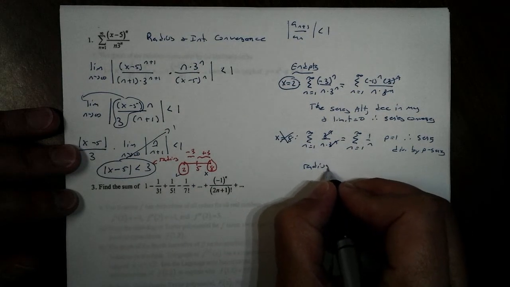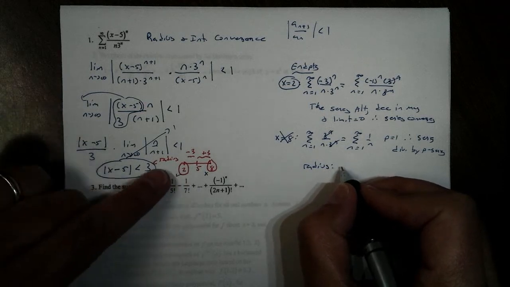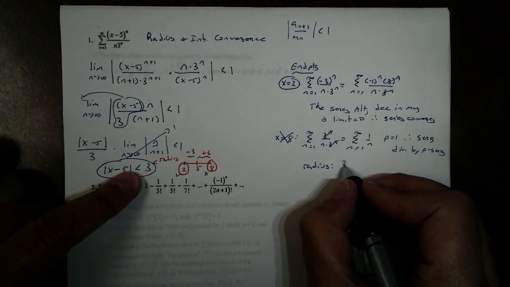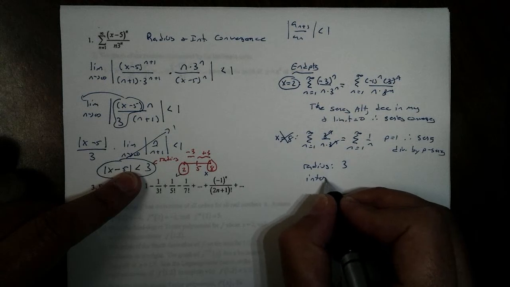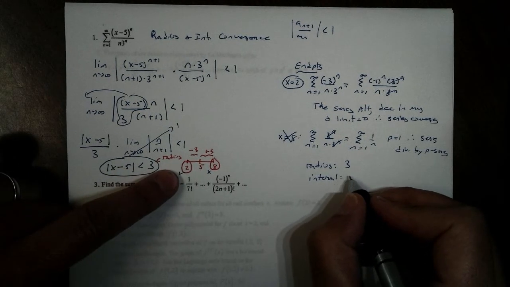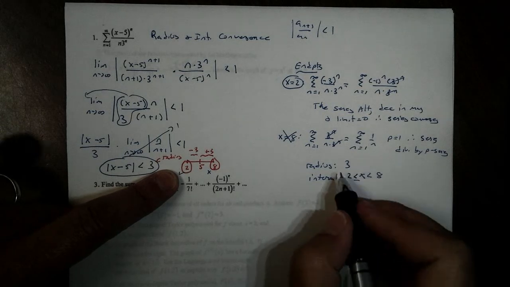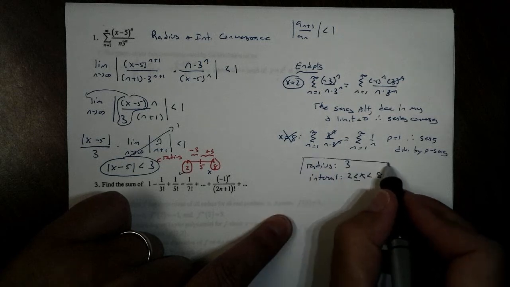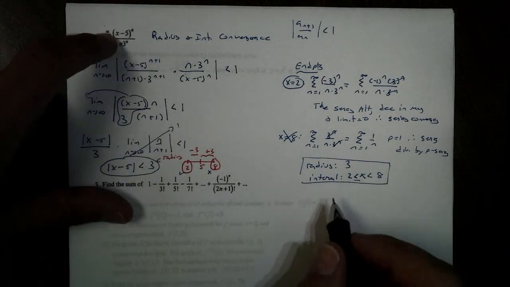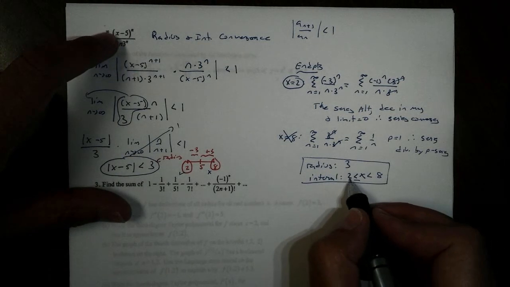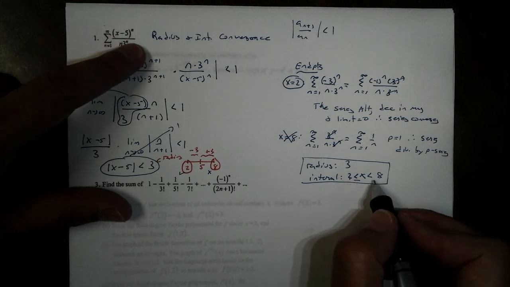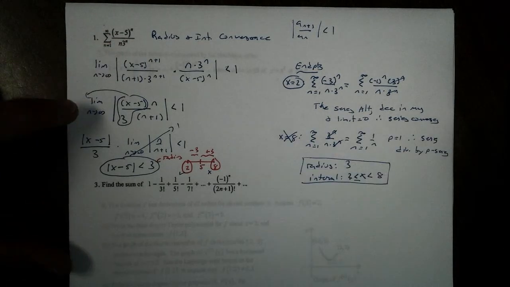So now I can write out my answer. Well, what's my radius? My radius is the one that we found first. That is 3. And my interval is going to be everything between 2 and 8, but we can include 2. So what this is telling me is that this will converge for any x value greater than or equal to 2, but less than 8. But we can't include 8 right there.